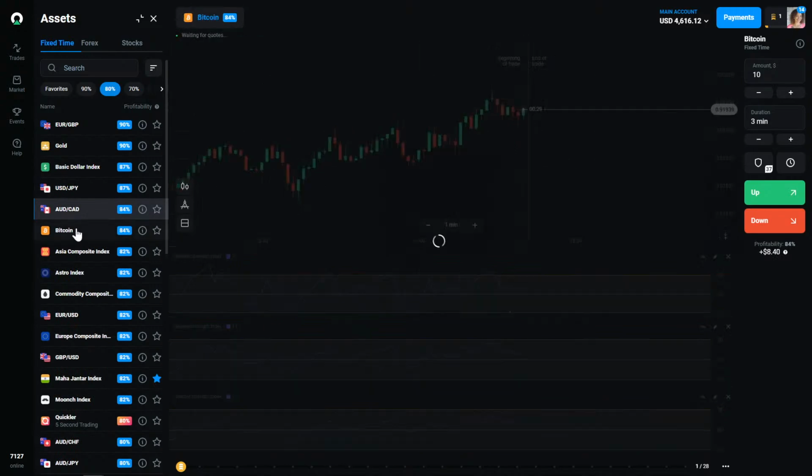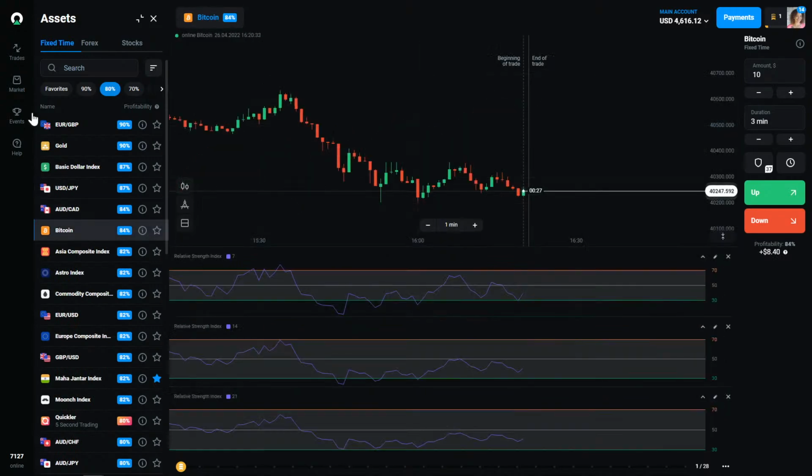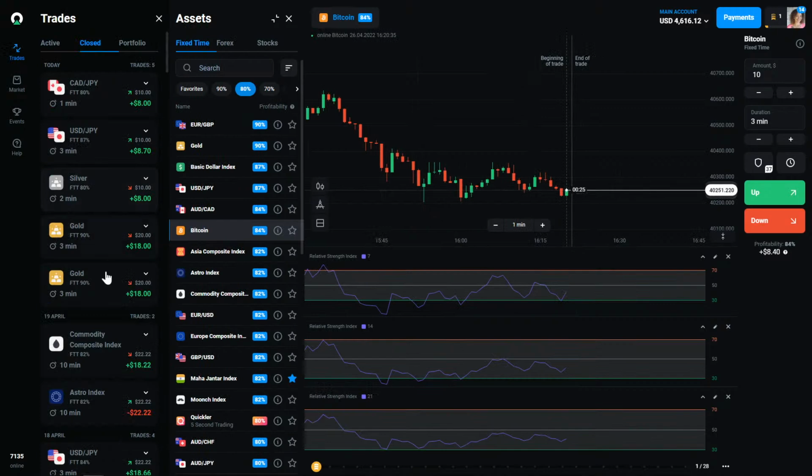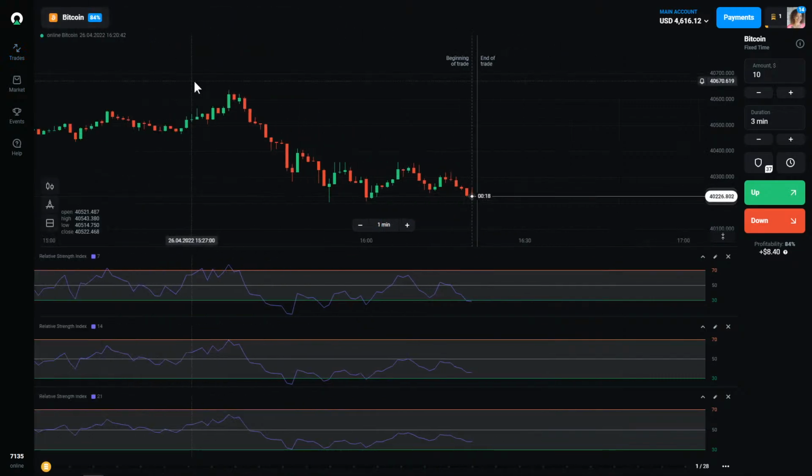Alrighty, my friends, I'm not gonna keep clicking through the assets. I do hope that you saw how the strategy works. All 5 of my trades went in profit with this strategy. I'm super happy, and I think I'm gonna go ahead and leave it at that.